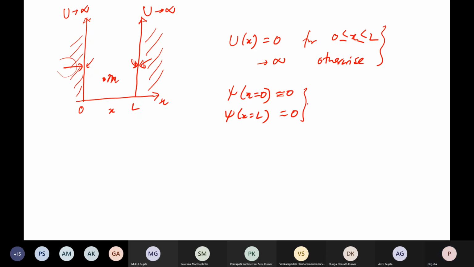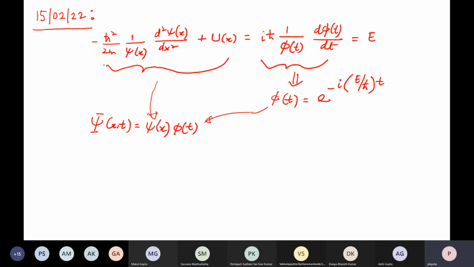So these conditions I have assumed, and we solved the time independent part of the Schrodinger equation yesterday. What was the time independent part of the Schrodinger equation? This was the time independent part of the Schrodinger equation. We considered this U x term equal to 0, so this part we equate with E.